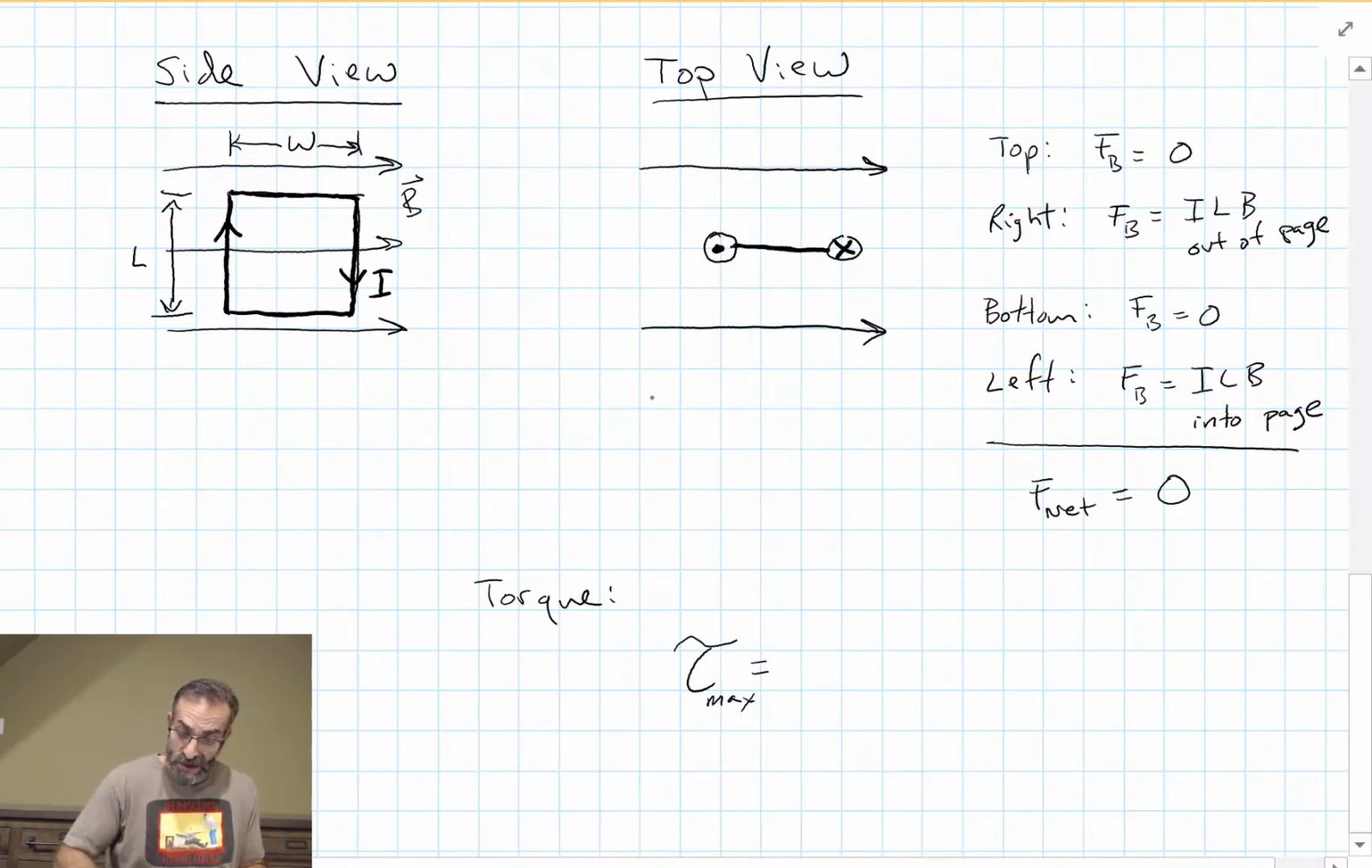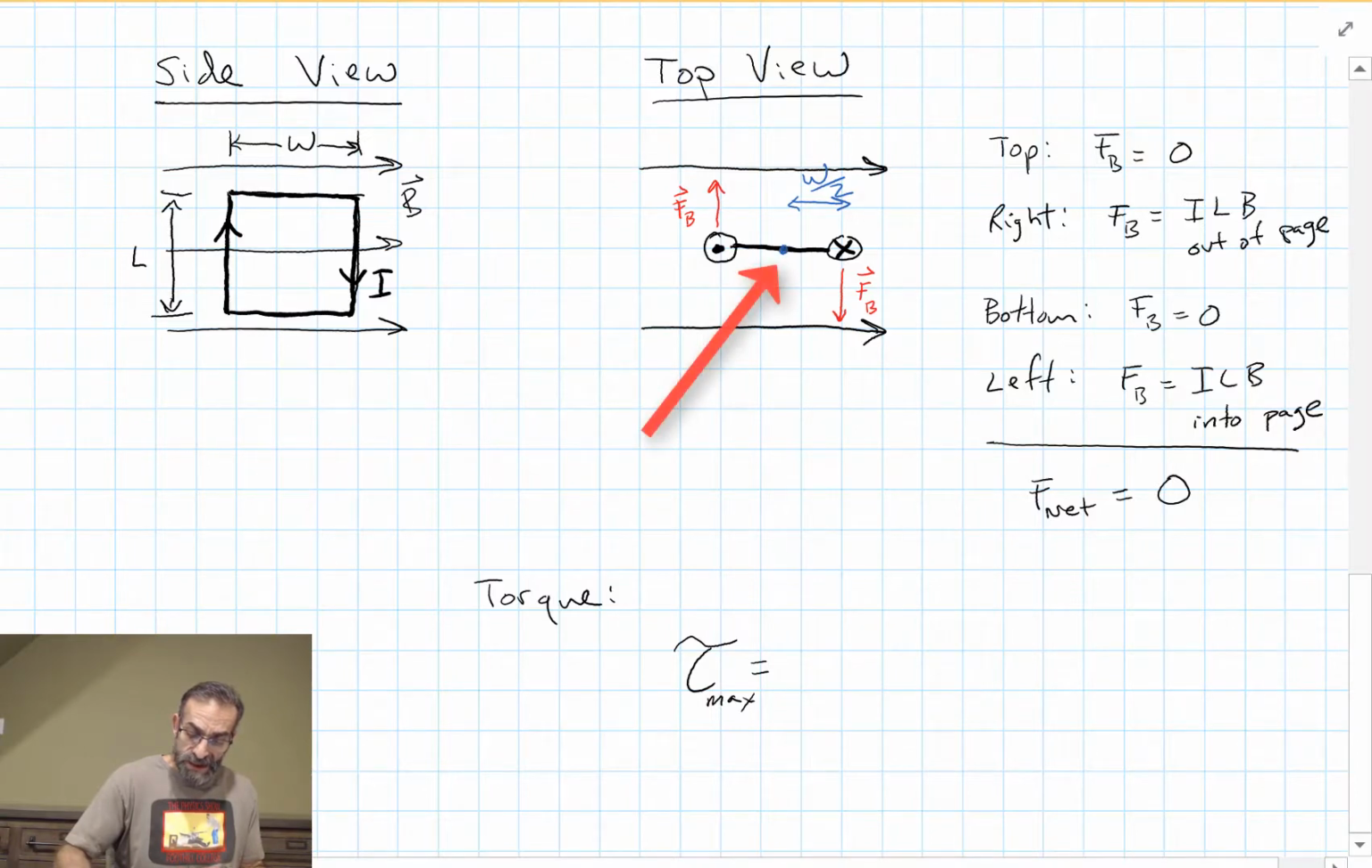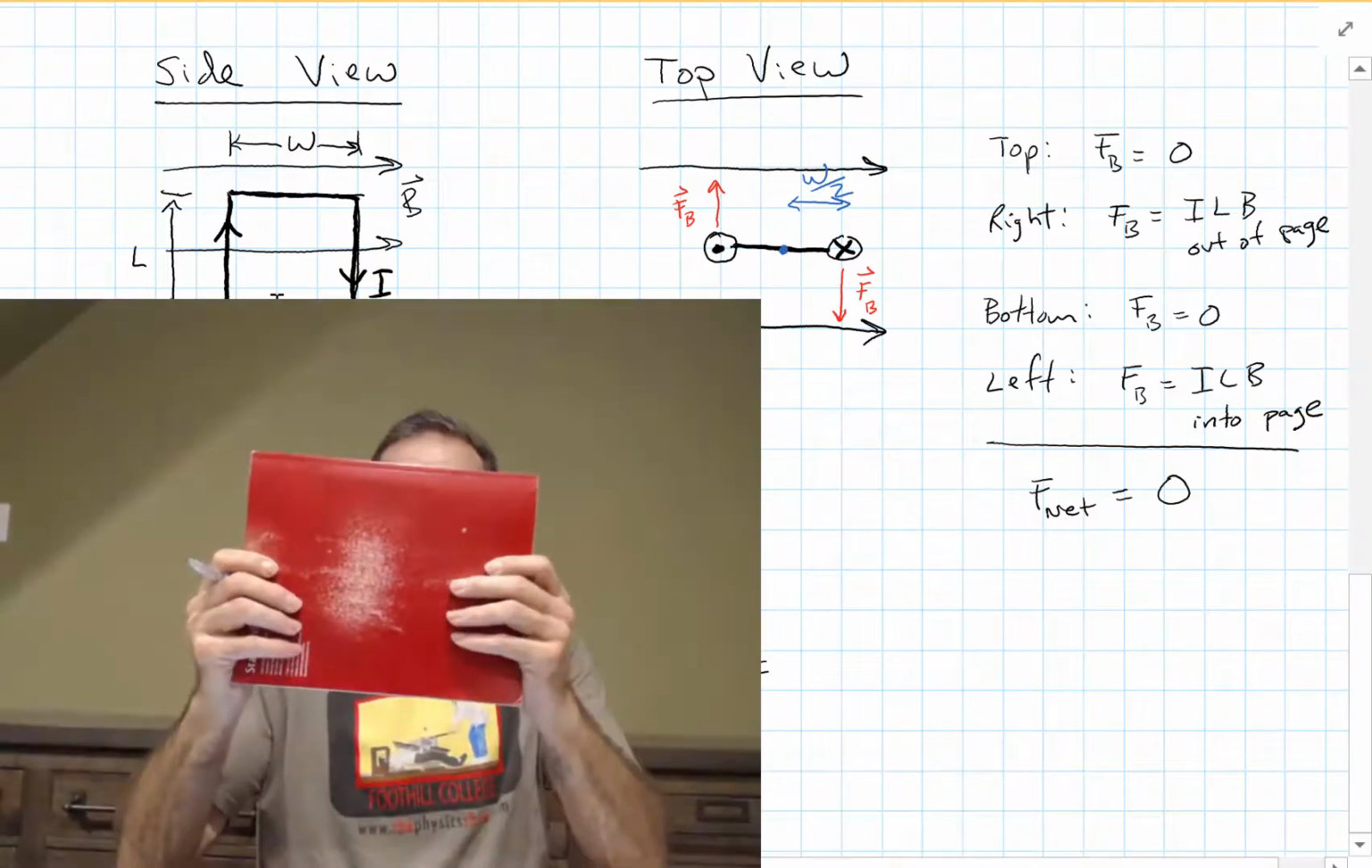The left side has a force that's into the page, or from our top view, it would be towards the top of the page. The right side has a force out of the page when we look at it from the side view. But if we're looking from the top view, the force is towards the bottom of the page. The loop of wire is going to twist about its center point, like this.